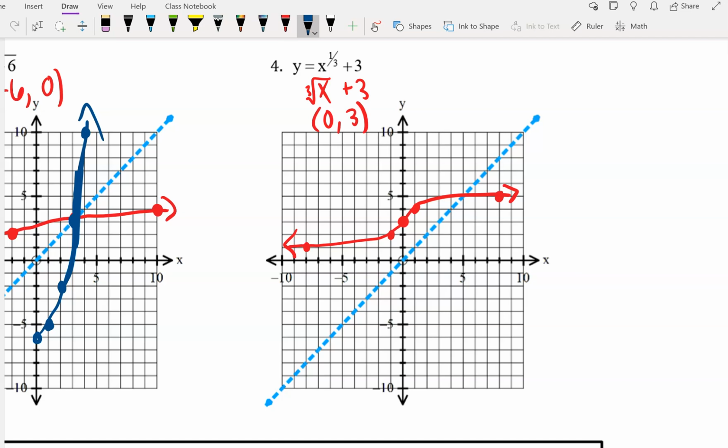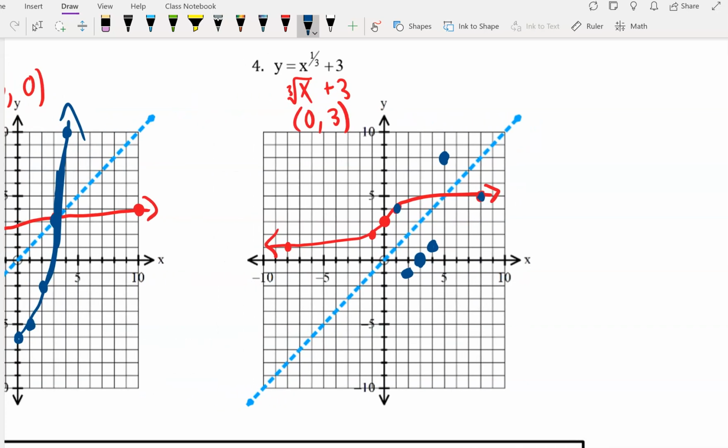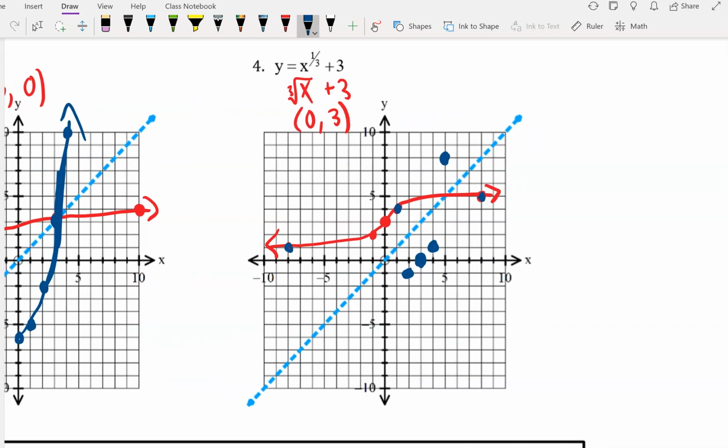To graph the inverse, we switch x and y. So let's start with this point over here. This was 8, 1, 2, 3, 4, 5. I'm going to do 5, 8. This point here is 1, 4. I'm going to do 4, 1. This point here is 0, 3. I'm going to do 3, 0. This point here is -1, 2. I'm going to do 2, -1. And then this point way over here is -8, 1. I'm going to do 1, -8.